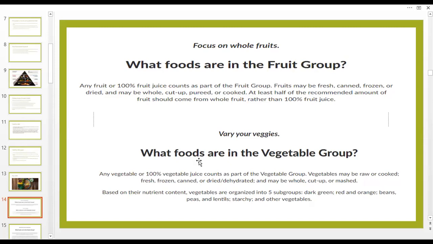Based on their nutrient content, vegetables are organized into 5 subgroups. Number one subgroup is dark green. Second is red and orange. Third is beans, peas, and lentils. Fourth is starchy vegetables, and fifth is other vegetables. And now the message is vary your veggies. So instead of eating vegetables from one group, you should vary your vegetables between all these 5 groups to get the appropriate balanced diet.